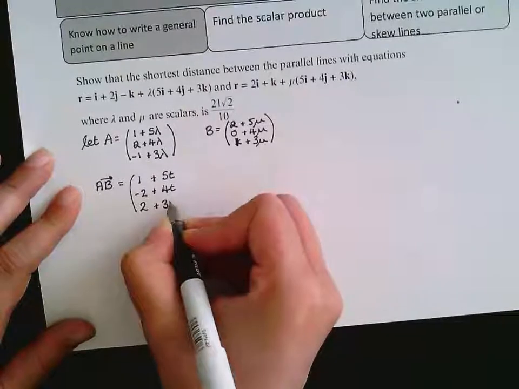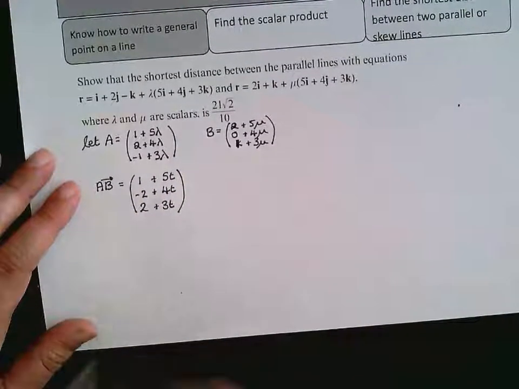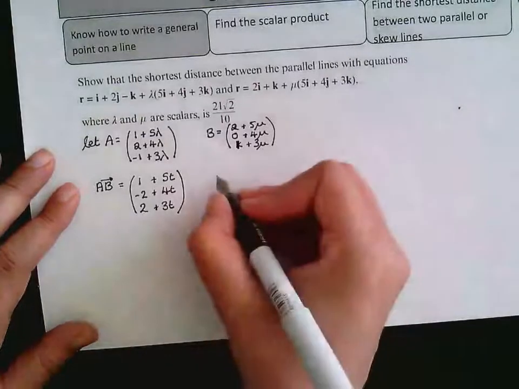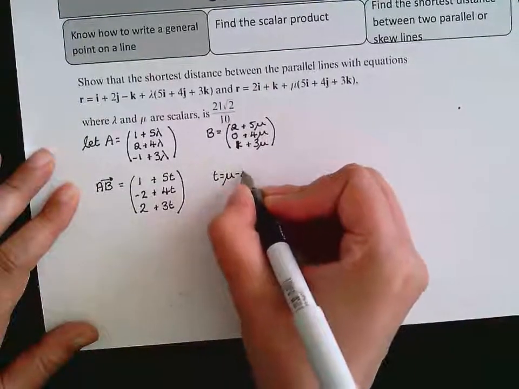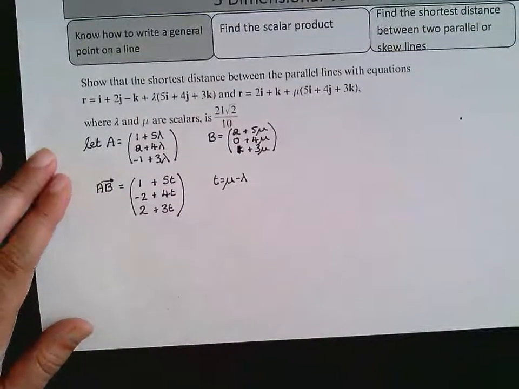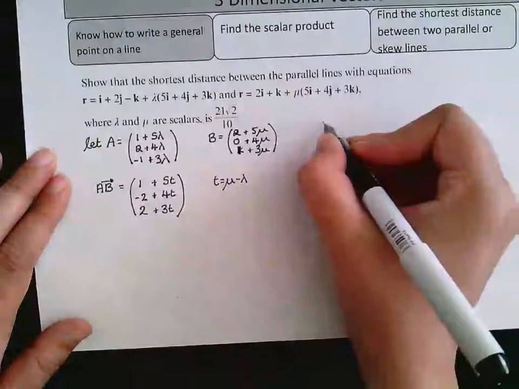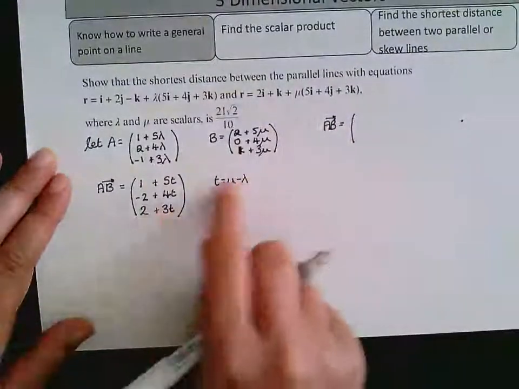Now this, you don't have to do this. You can go through the method I showed you last time. But if it's parallel, I can make that jump. And just to let you know, T is mu minus lambda. So what I actually did there was I did my distance between the two. This bit you don't need to show in an exam. You could just write this.